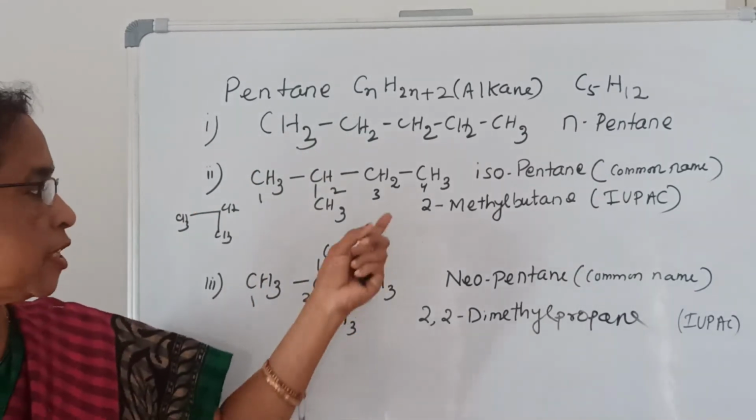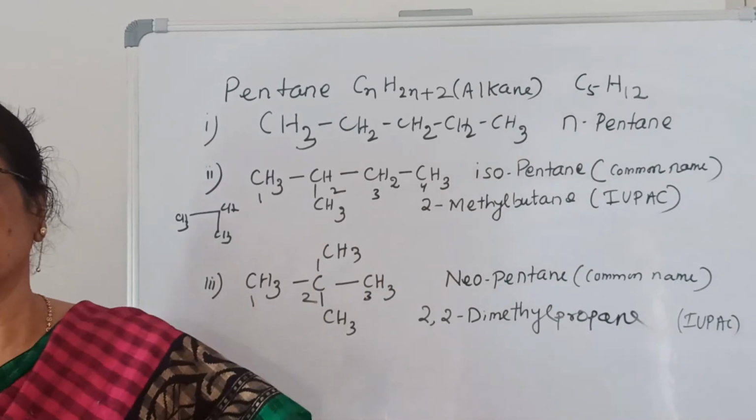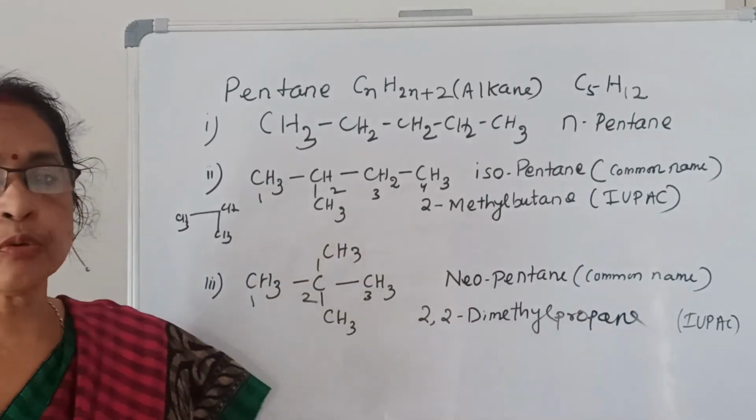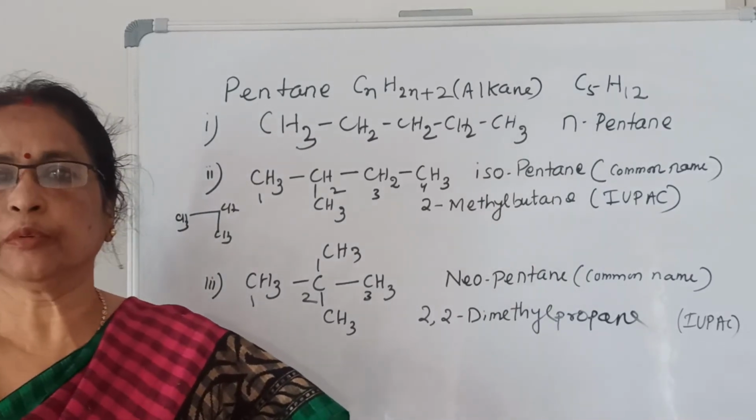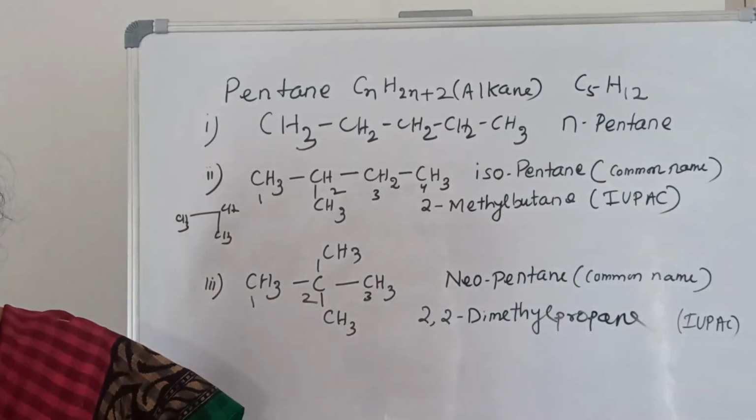There are three types. This is already explained. In the coming video I will explain the isomerisms in hexane.